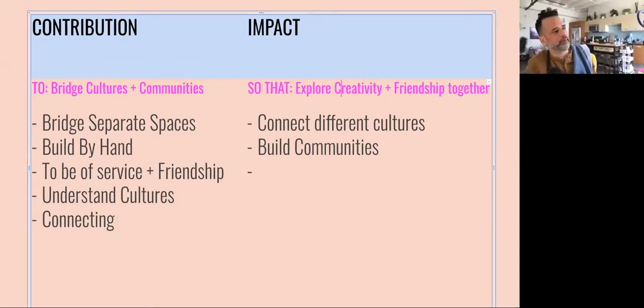That's beautiful. So let me read it back. Bridge cultures and communities so that we can explore creativity and friendship together. Oh my God, that feels so good. So basically bringing the cultures together, and it could be between technology and design. It could be between business and design. It could be between Germany and Spain, like her relationship with her husband. It could be between different polarities. We're always remixing and have the opportunity to do so.